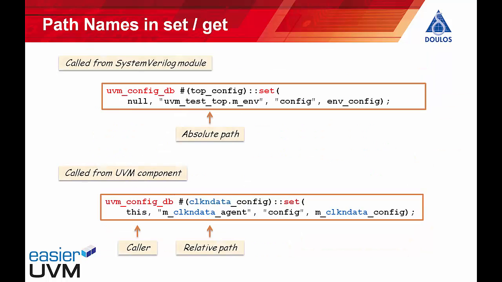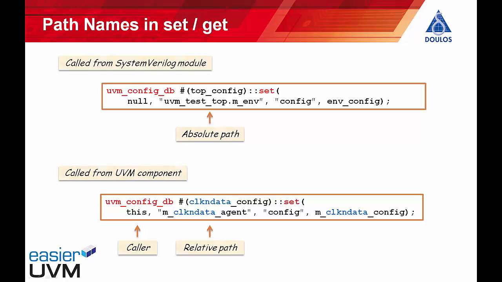Let's just review the first two parameters to set and get once more. The first parameter is of type UVM component. It's either a reference to a UVM component or null if there is no appropriate UVM component. The recommended guideline is, if you're calling set from a SystemVerilog module, you should set the first argument to null and the second argument to the absolute path name of the UVM component whose parameter you're setting.